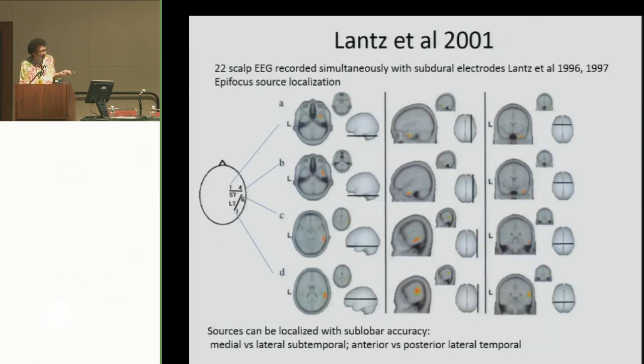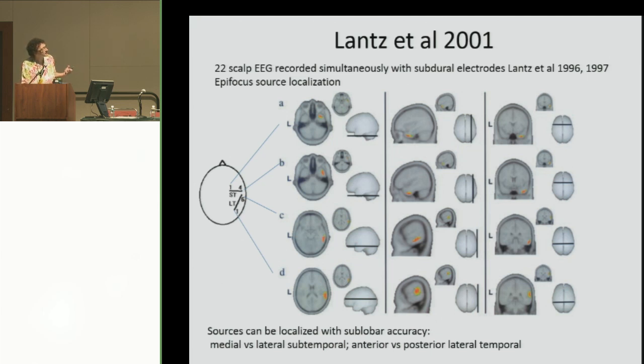This is studied by Gore and Lance, also one of the earlier studies of simultaneous EEG and intracranial EEG. So this is 22 scalp EEG along with subdural electrodes and source localization. And what they studied is whether the sources could be distinguished at the sublobar level. So sublobar means we can distinguish between the medial and the lateral part here, or the anterior or posterior part of the lateral temporal region.